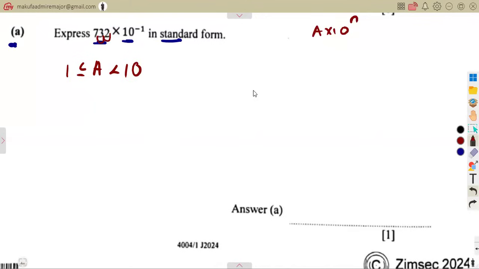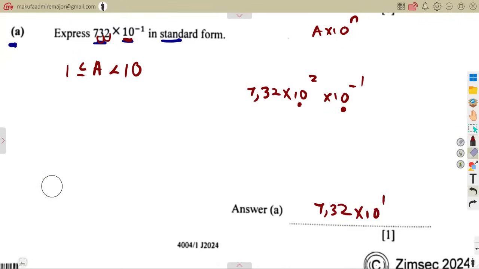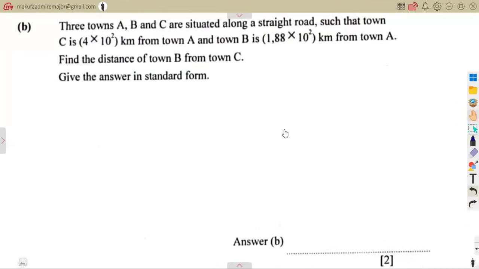That means we've got 7.32 times 10 to the power of 2. Remember, those are the significant digits that you started with. But there is a 10 to the power of minus 1 already given. So, considering the multiplication of the same bases, add the exponents. If we add the exponents, 2 plus minus 1, that's a minus, so 2 minus 1 will be 1. So that will be 7.32 times 10 to the exponent of 1. The number that we have is within the interval, and the power is an integer. So that was our question B.